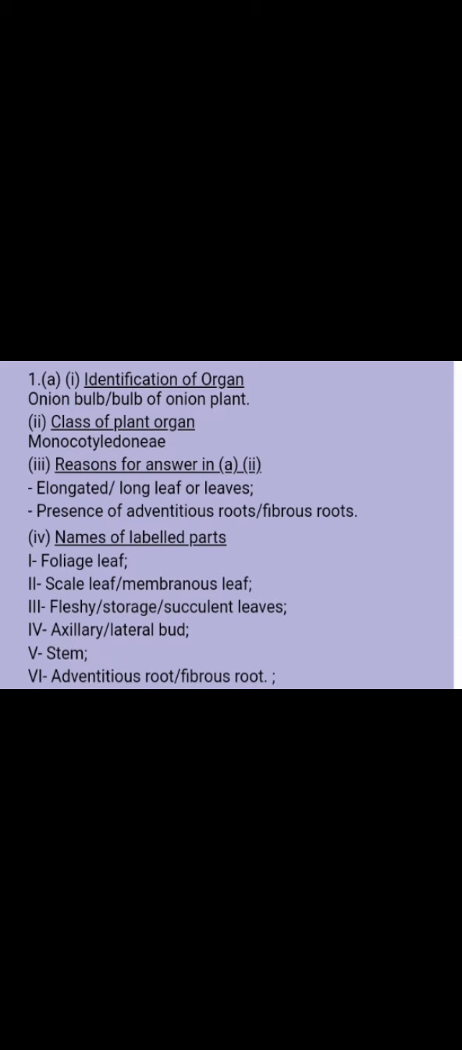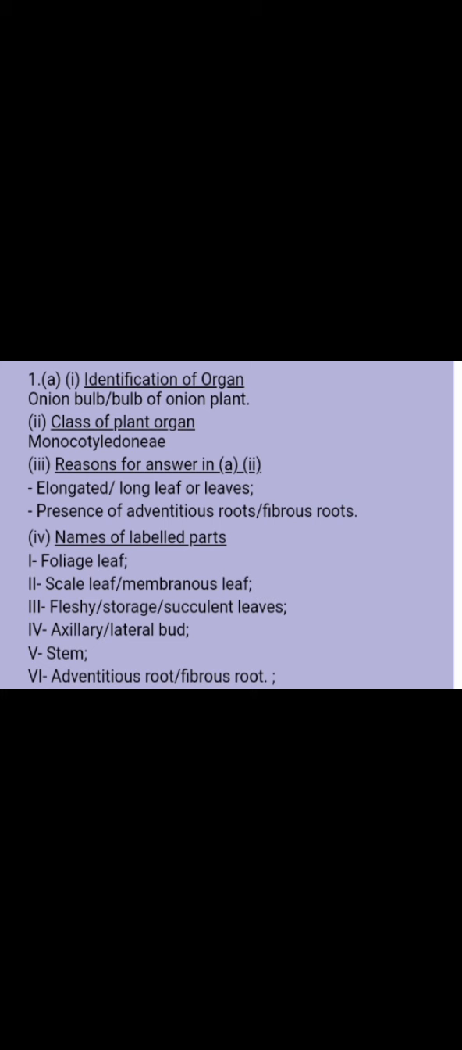Okay, now let's see this onion diagram and name these labeled parts. It can help you know how to draw the diagram here. If you draw the onion like this, it's okay, and then you label these parts. That part labeled I is the foliage leaf, and II is the scale leaf or the membranous leaf. III is the fleshy or the storage or the succulent leaves, while IV is the axillary or the lateral bud, and V is the stem. Then VI is the adventitious root, or you call it the fibrous roots.